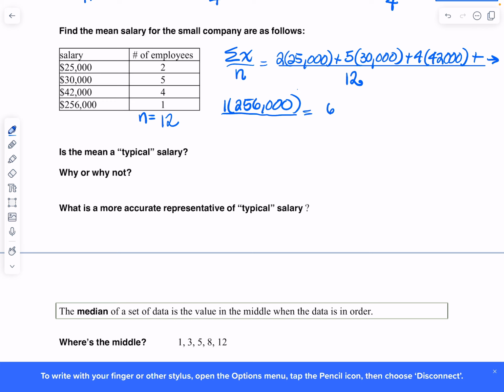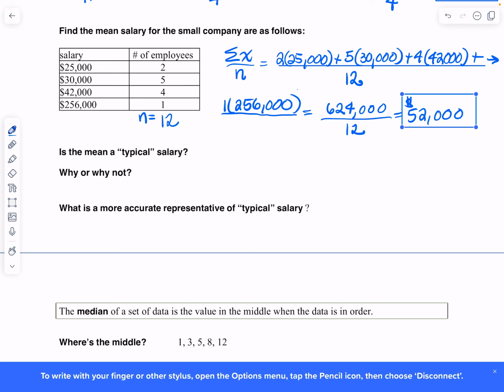I got 624,000, and that's all over 12. Now I'm going to divide that by 12. And when I do that, I get 52,000. So that's the average salary of that given small company.